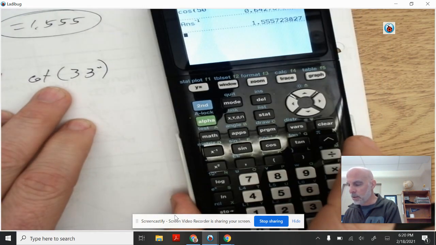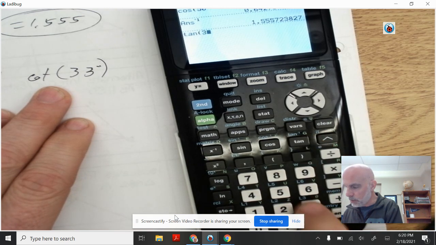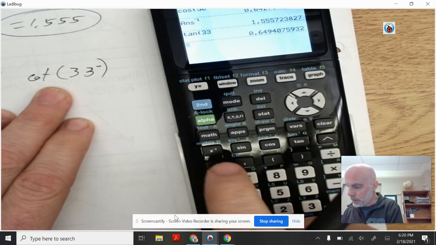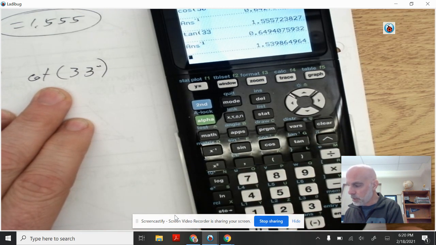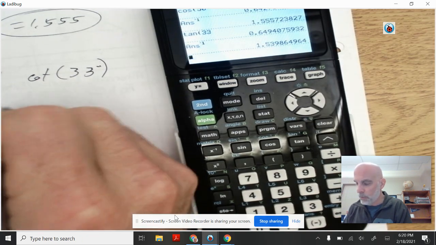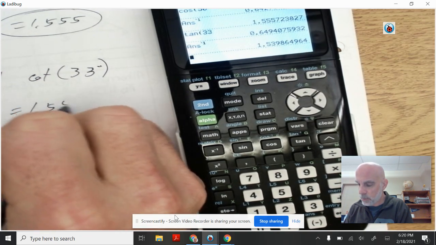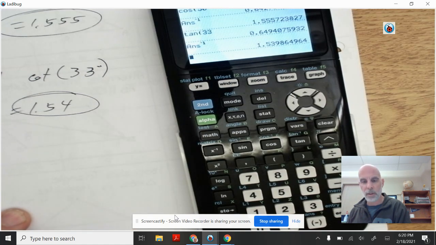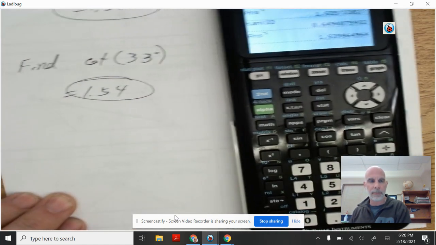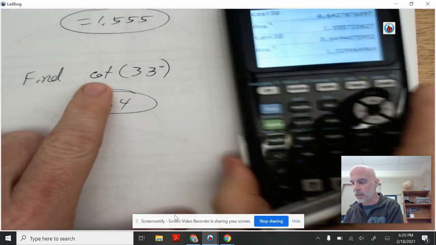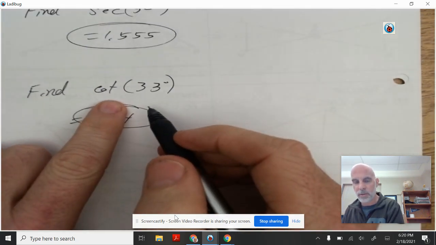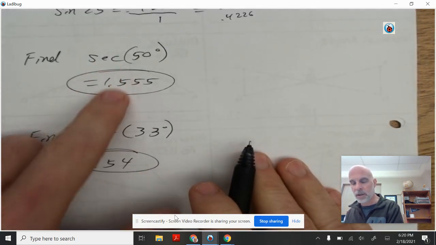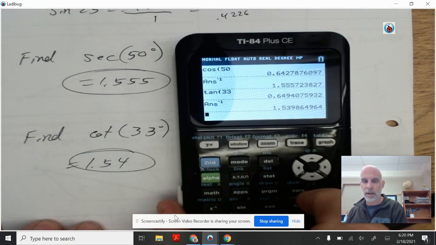Okay. Cotangent of 33. Well, I would just do tangent of 33 and then flip it upside down. Reciprocal will be 1.54 if you want to call it that. It's really that simple. Okay. If it says this, I think one of your quizzes says to do this, or it says to just find that in your calculator. That's how you do it in your calculator.